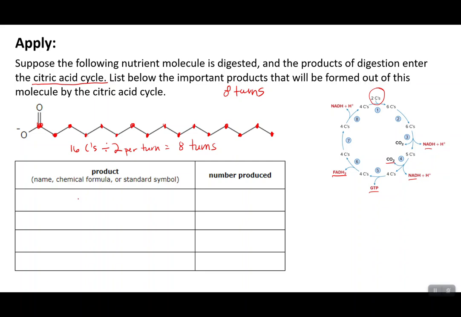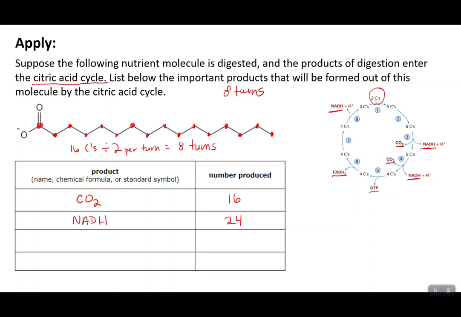So let's start with CO2. In one turn of the cycle, I produce 2 CO2s. If I'm doing 8 turns, that means 8 times 2, I will produce 16 CO2 molecules. For NADH, I produce 3 NADH per turn. Since I have 8 turns, 3 times 8 gives me 24 molecules of NADH.